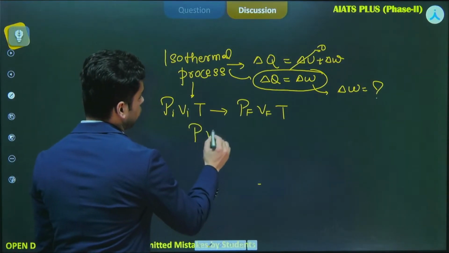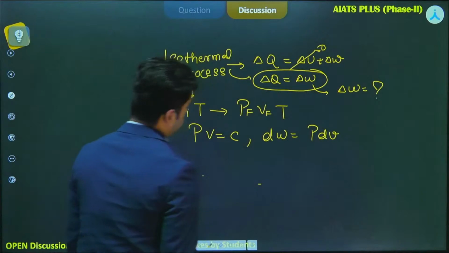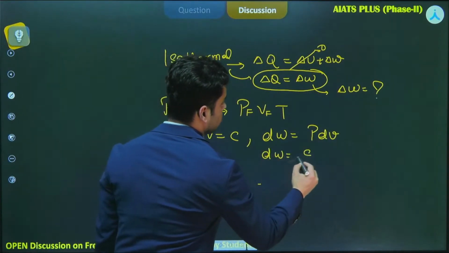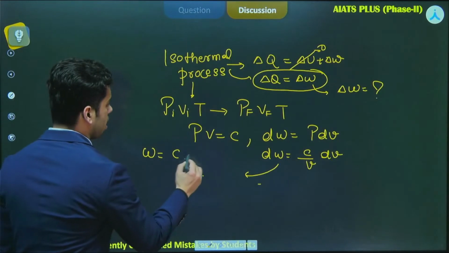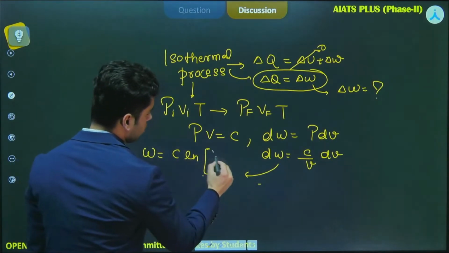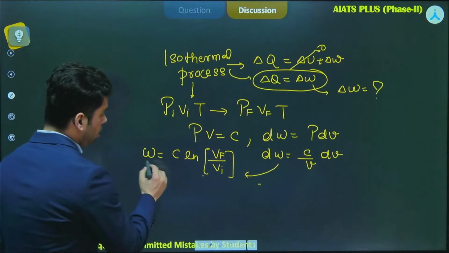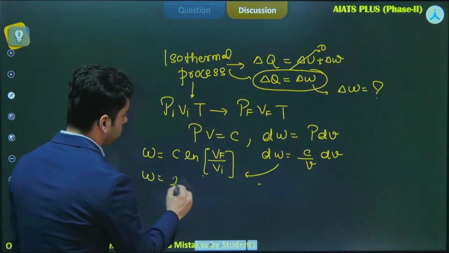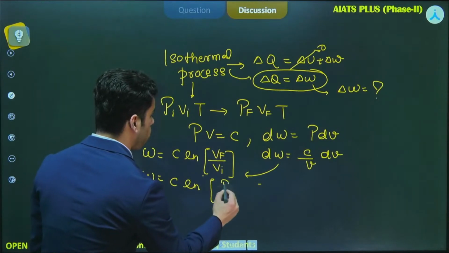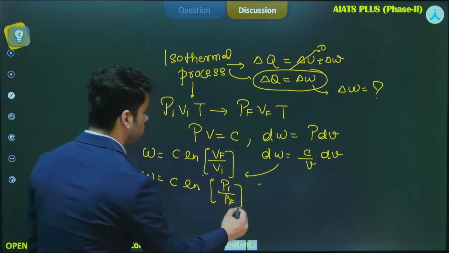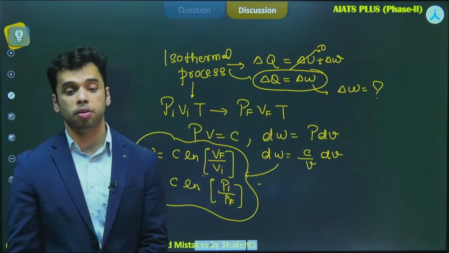The process equation is PV equal to constant and work done is equal to PdV. So from here I can write that dW is equal to C by V dV. Now you just need to perform the integration. It becomes C ln V final by V initial. This is one of the expressions for the work done. It can also be written as C ln P initial by P final. Either you use V final by V initial or P initial by P final.